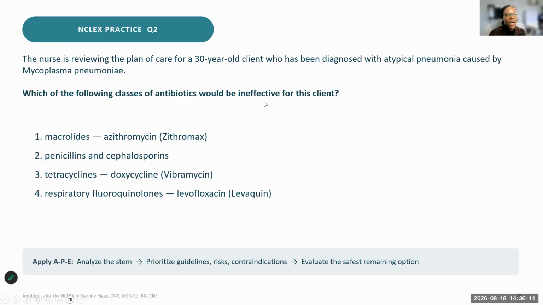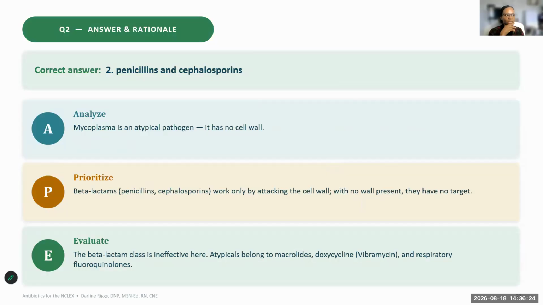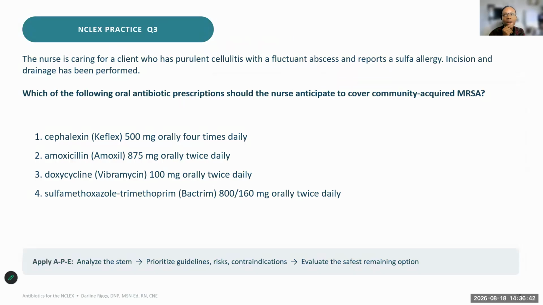Ineffective. So I'm looking for what here would not work. Okay. So your penicillins and your cephalosporins and Augmentin would not work here. Okay. So that's how you do a question like that. Your beta-lactams are not effective with atypical. Okay. The others are fine. Yep. Any of the 4, 5, 6, 7s would work. Okay. All right. One more, well, a couple more.